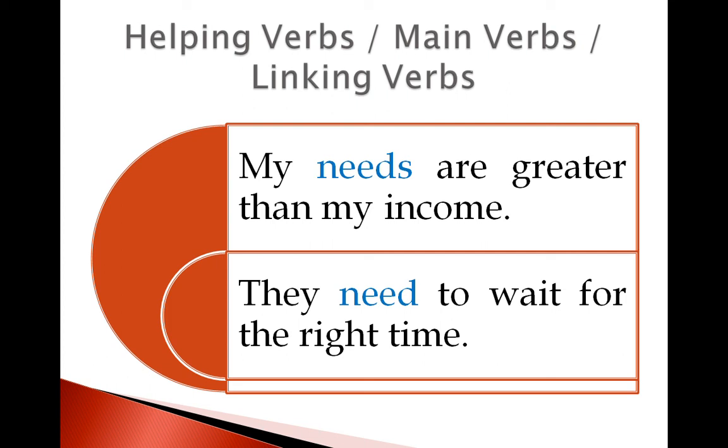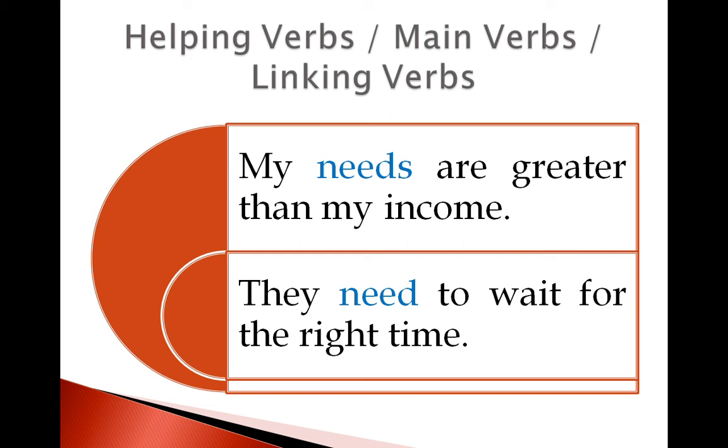It's possible for words to function as different parts of speech in different contexts, so you'll have to be on the alert. We have learned these concepts in our earlier lessons. It's always a good idea to revisit those lessons. Over here in this sentence, needs is the subject of the sentence, and are is the linking verb. It's not a verb at all. Look at the next example.